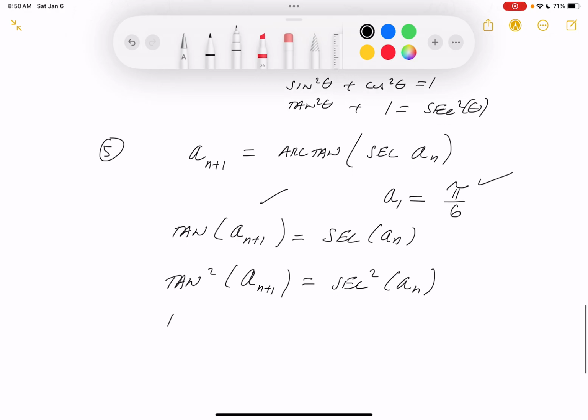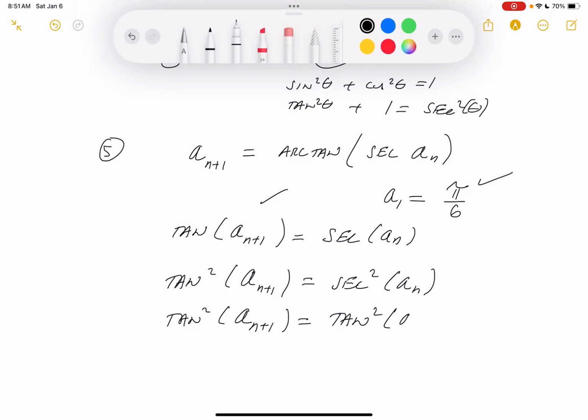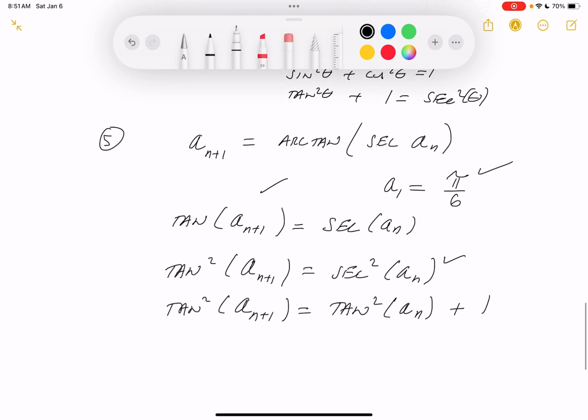So I think I can write this down now. Tangent squared of A_(N+1) is going to be tangent squared A_N plus 1. I just took this and rewrote it in terms of tangents. Then I have to start thinking about whether this helps me at all, and I think it does.